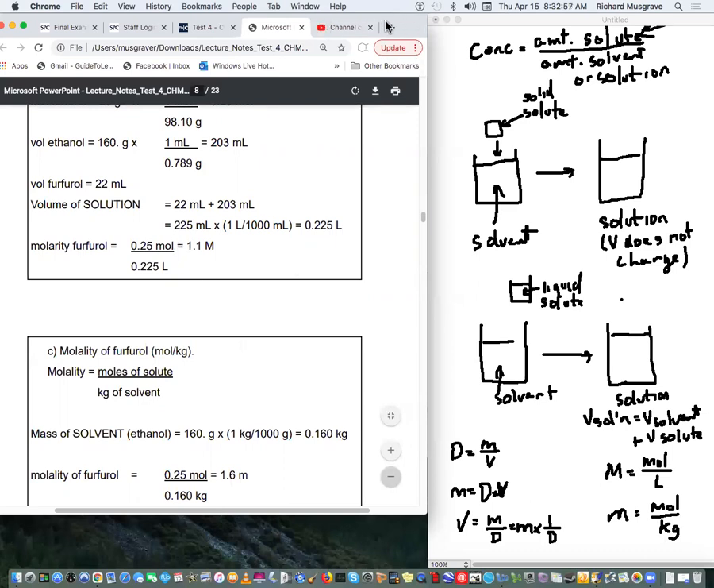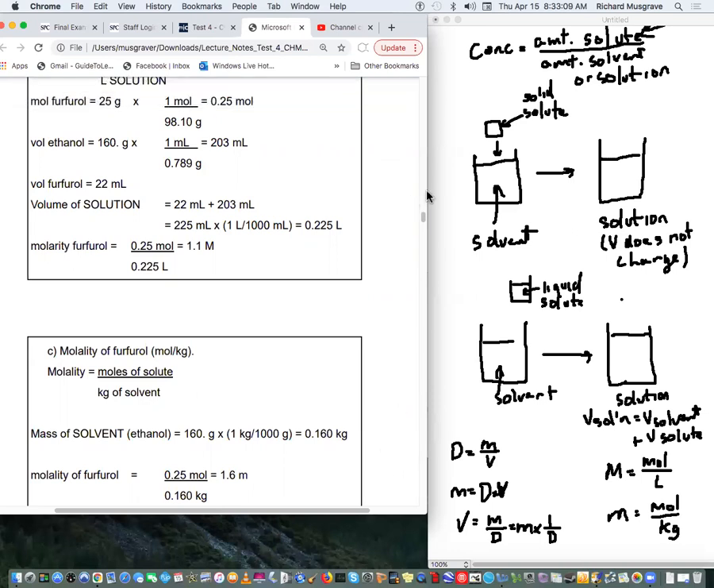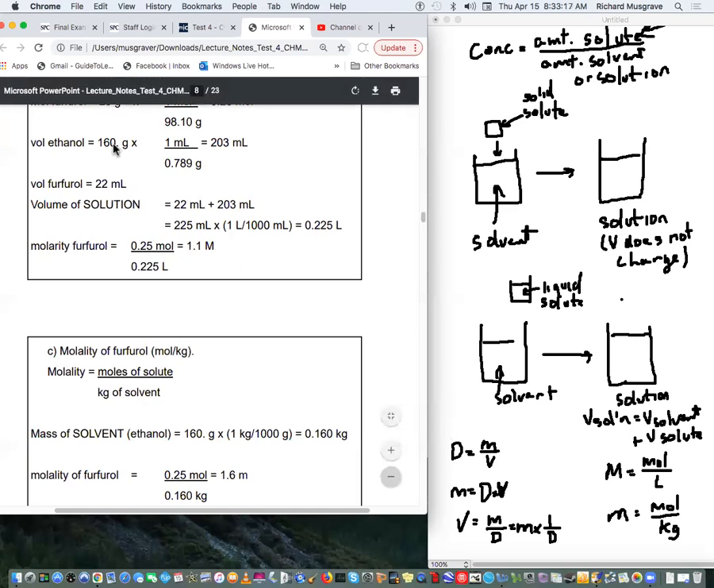Okay, how do you feel? Let's see how you feel about molality. How do you feel about molality in this case? 5, 4, 3, 2, 1. Getting one person who's not voting at all.